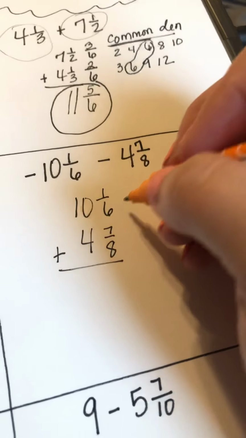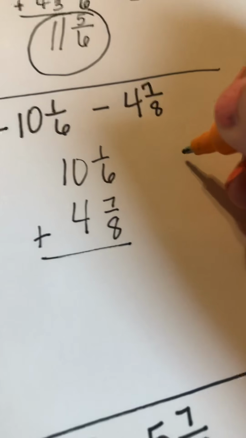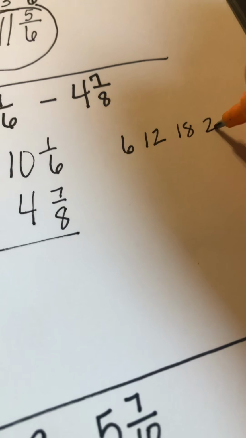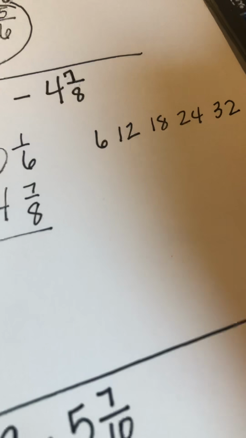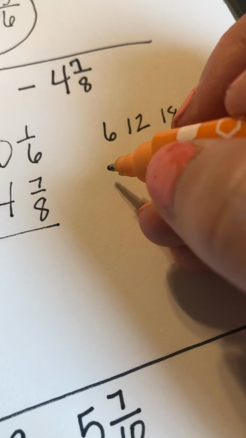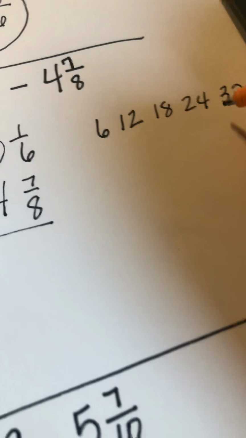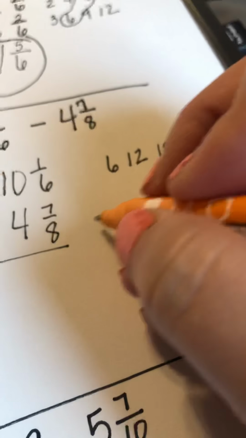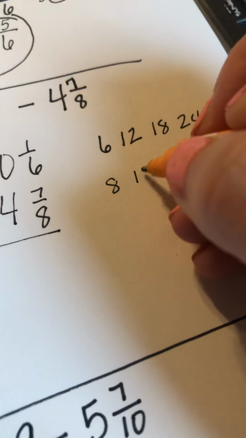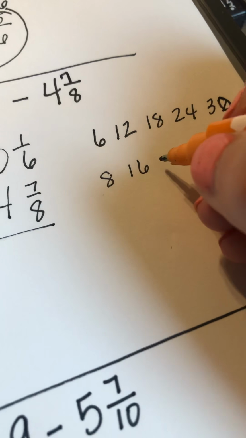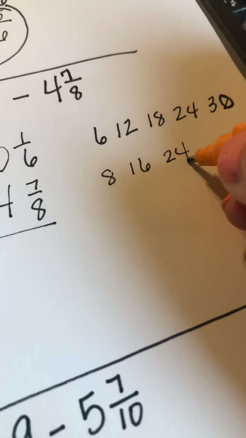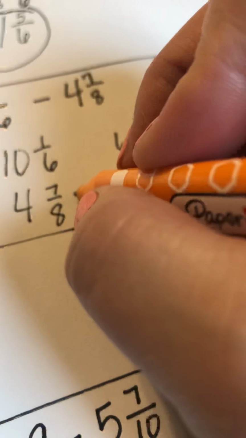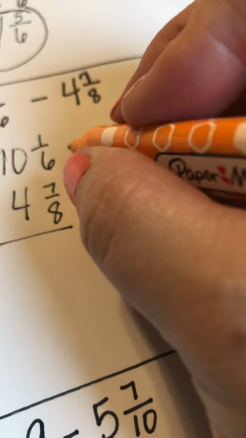Again, we need a common denominator. So I'm going to list out my multiples. I have 6, 12, 18, 24, 32. Okay, we'll stop there. 24, not 32. Hello. Getting ahead of myself. 30. And then we have 8, 16, 24. Okay, we can stop there because we see that we have 24 in common. So my denominator is going to be 24.